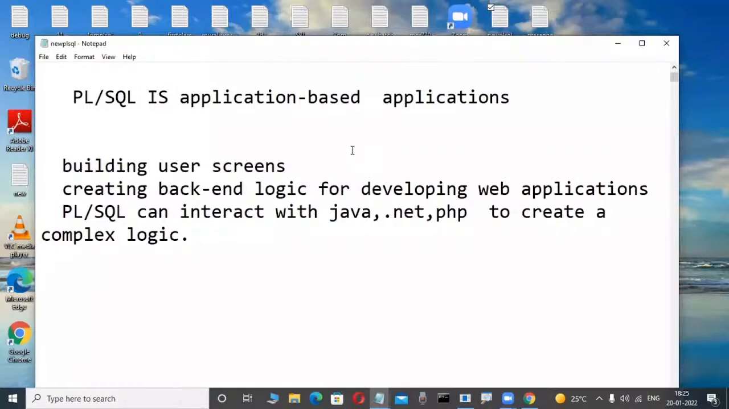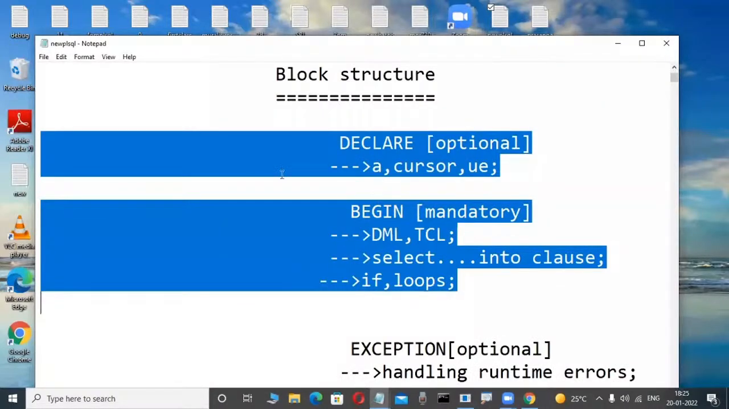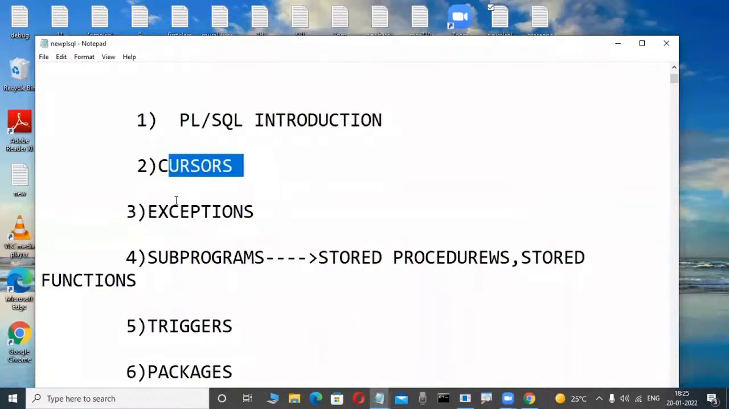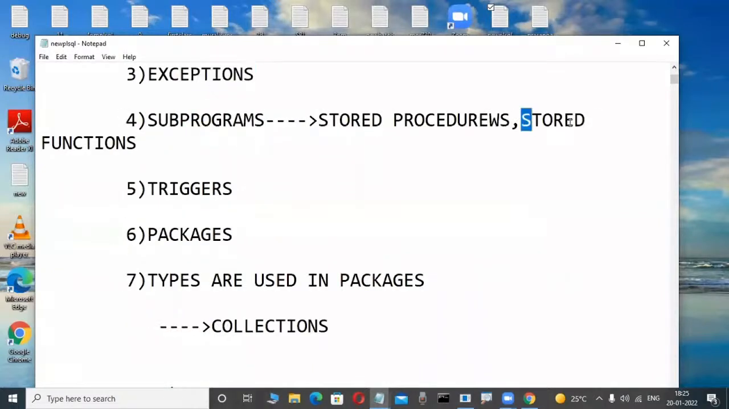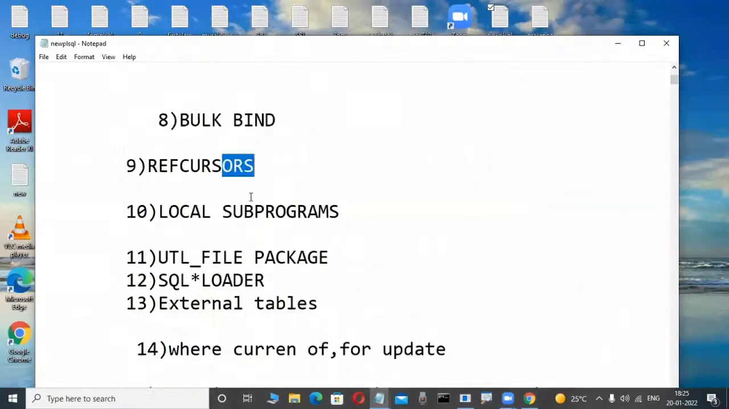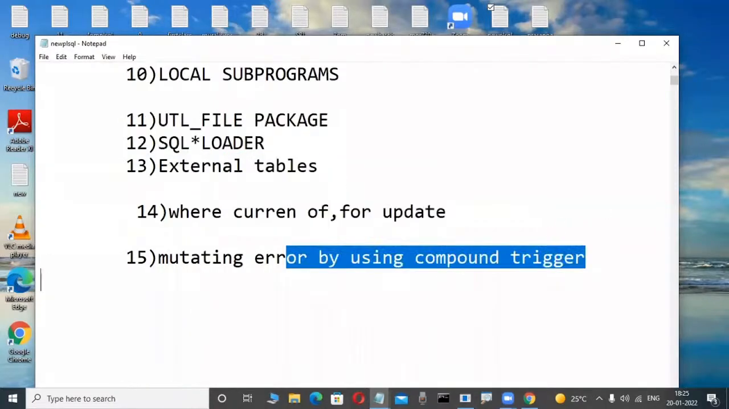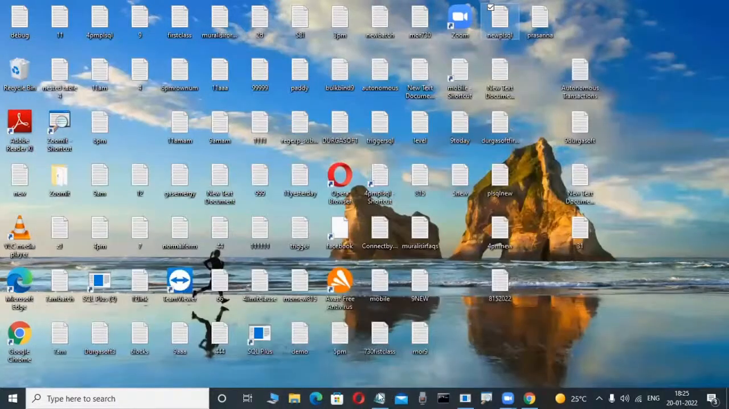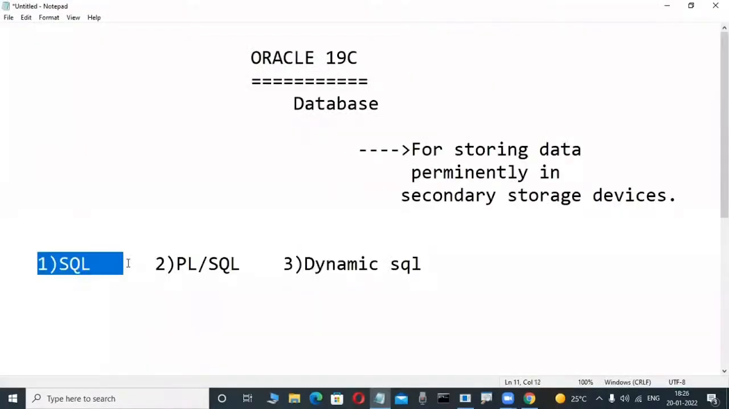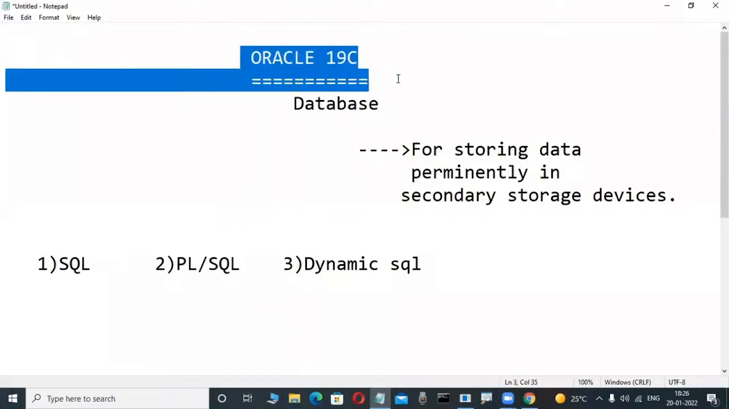In PLSQL you are writing some little bit of coding. In that there are cursors, exceptions, stored procedures, stored functions, triggers, packages, types, collections, bulk bind, ref cursors, local subprograms, UTL file packages, SQL loader, external tables, so many things like this. So much syllabus is there. Don't worry. That's why we learn the SQL language first. After that, once you get some knowledge, then you learn about PLSQL. Through these two languages, we are operating this Oracle software.